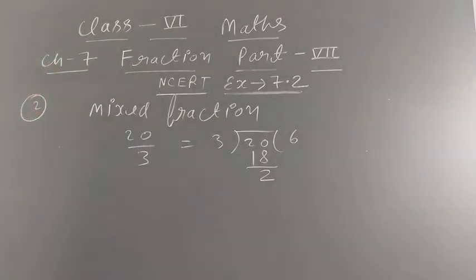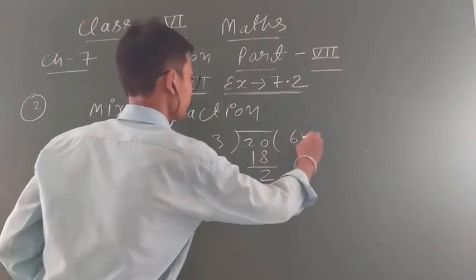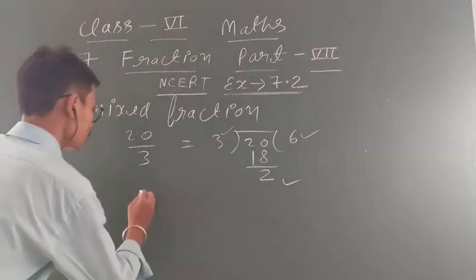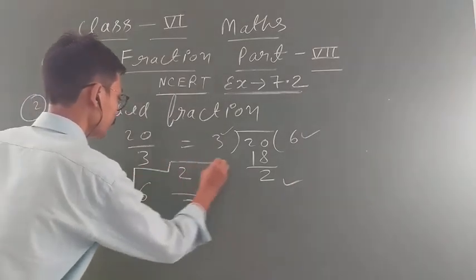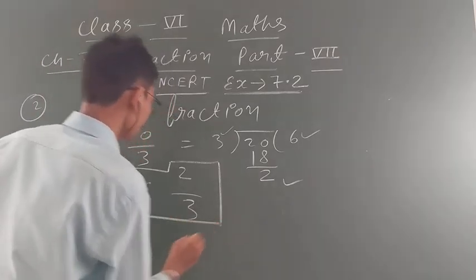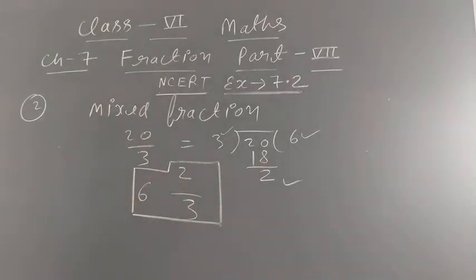You know how to write it down very well: this is the whole number place, this is the numerator, and this is the denominator. 6 whole 2 upon 3. You can also check, student: 6 times 3 is 18, and 18 plus 2 is 20. So according to this you have to find out.